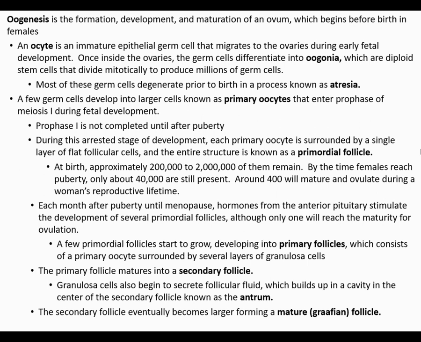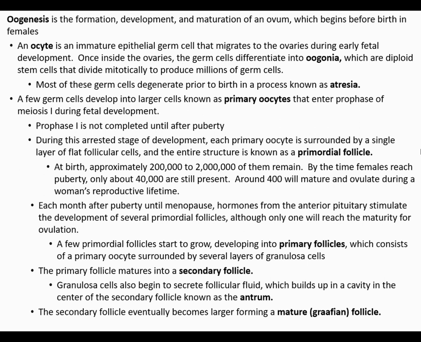Once inside the ovaries, those germ cells differentiate into what are called oogonia. These are diploid stem cells dividing mitotically to produce millions of germ cells. So diploid tells us how many chromosomes are in these cells. What's the diploid number in humans? Not 23, 46. Or you could say 23 pairs. Now, most of these germ cells actually degenerate prior to birth in a process called atresia.